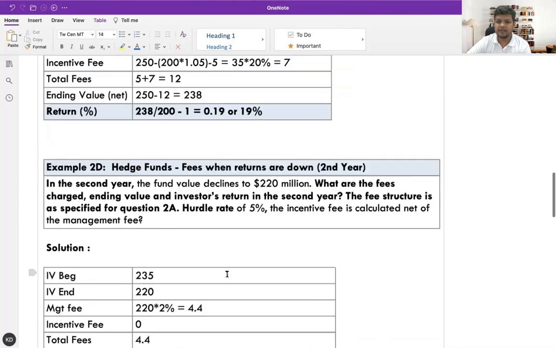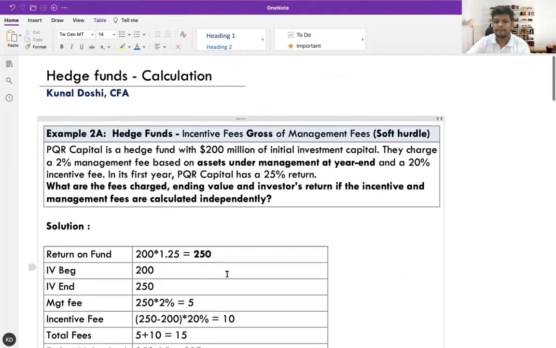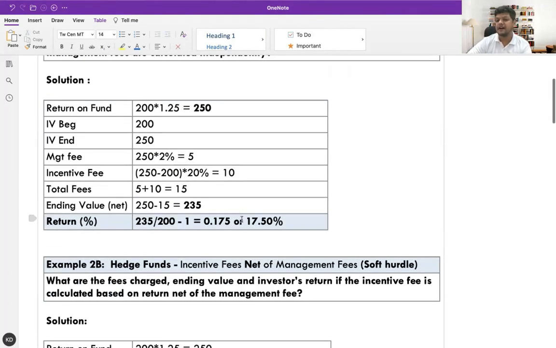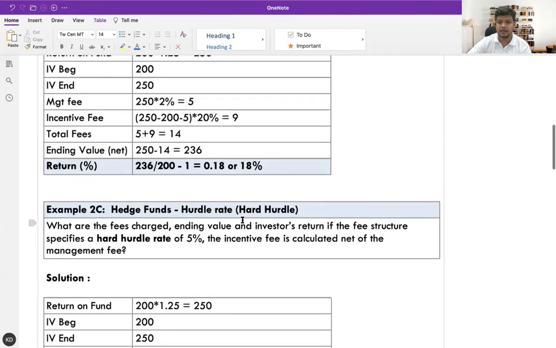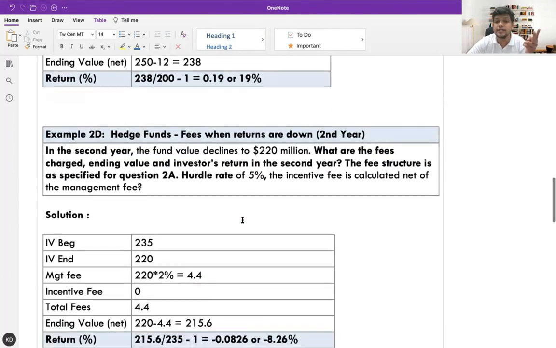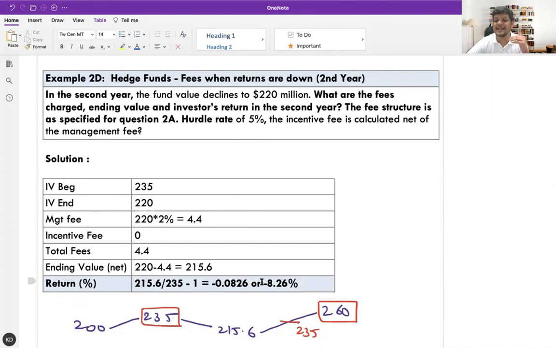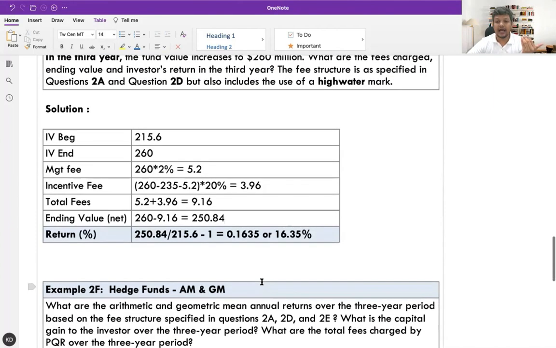How much was your return in the first year, by the way? 17.5. Positive, right? The return in the second year is in 2D. That's the second year return, which is minus 8.26. And in the third year, it is 16.35. Clear?